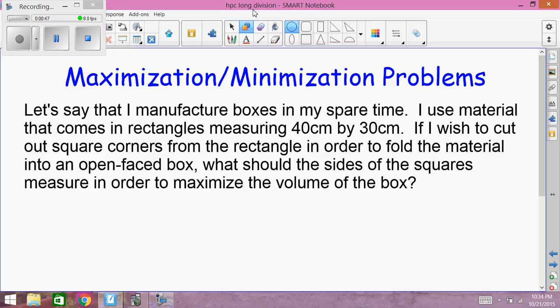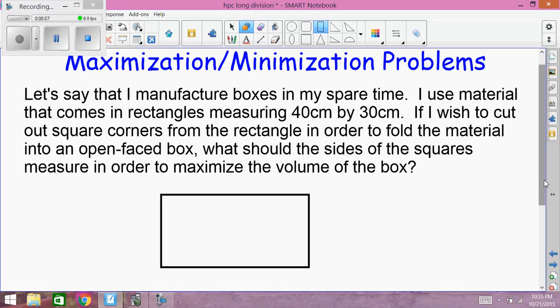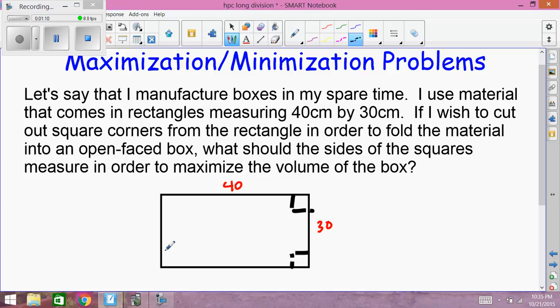So first, let's just look at a potential rectangle for you here. Okay, and let's just say that this is 30 by 40 centimeters, right? And here's 30, and here is 40, okay? So if I cut out little squares here, all right, and each of these squares was x. It's a square, so obviously this side and this side are equal to each other.